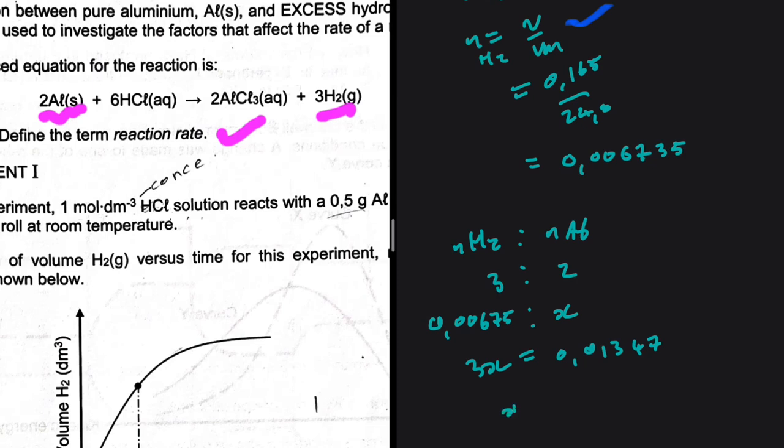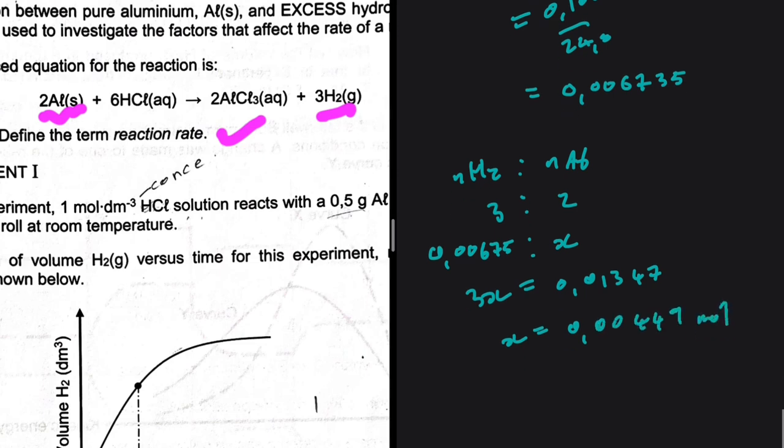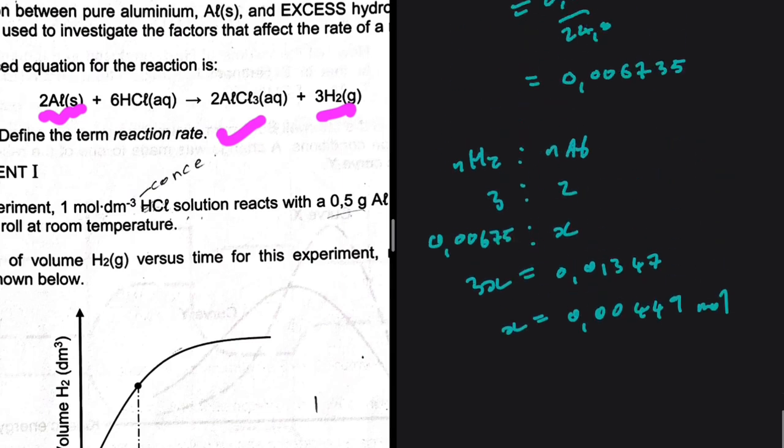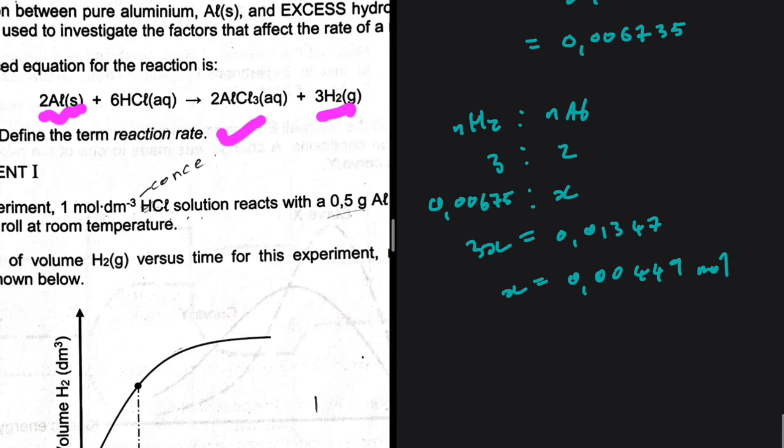0.01347. Okay, that is correct. So X is equal to, I divided that by 3, I get 0.00449 moles. These are the number of moles of aluminium. Okay, so we have the number of moles of aluminium.